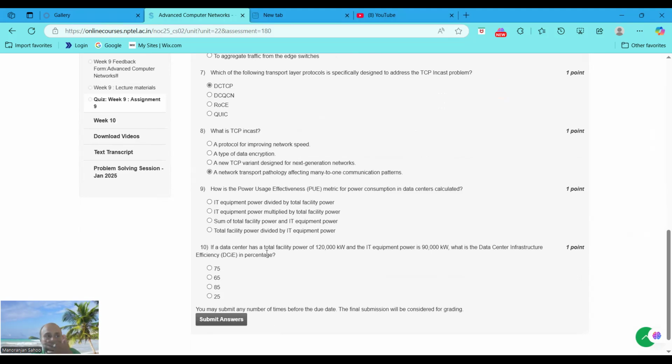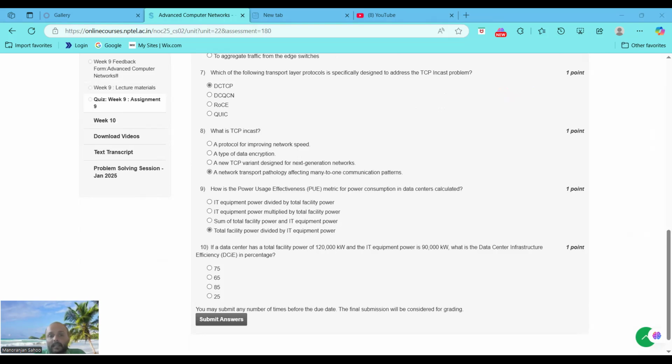Now moving to question number 9. How is the power usage effectiveness metric for power consumption in a data center calculated? The formula is total facility power divided by the IT equipment power. Option D. PUE measures data center efficiency. A lower PUE, closer to 1, indicates better efficiency.